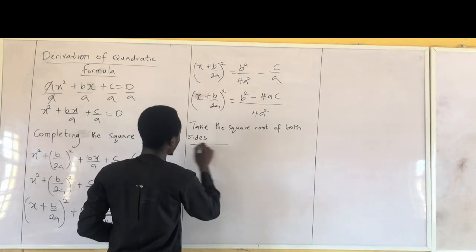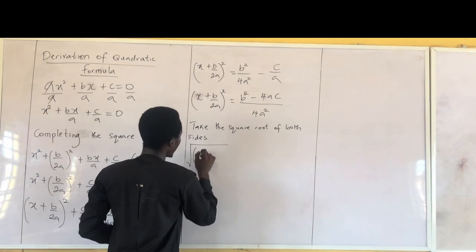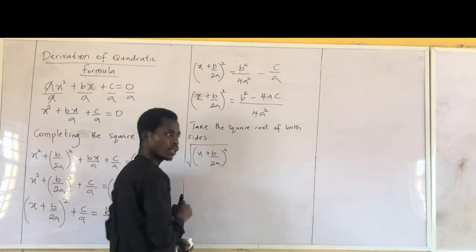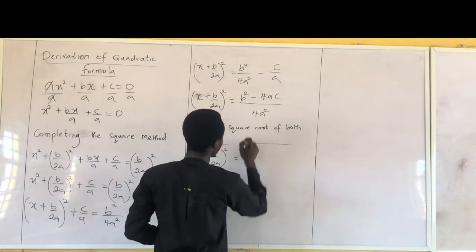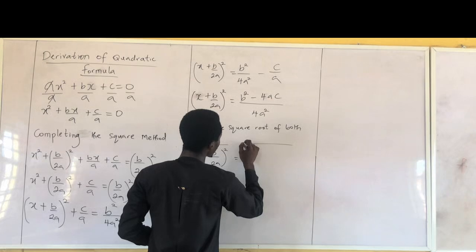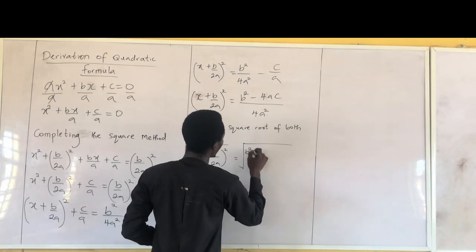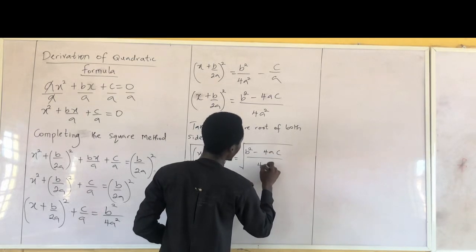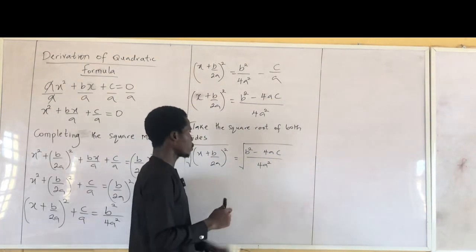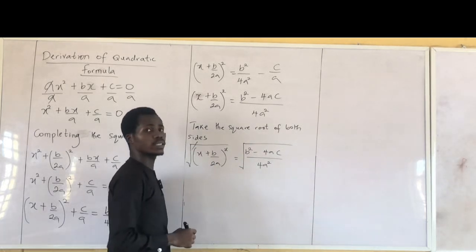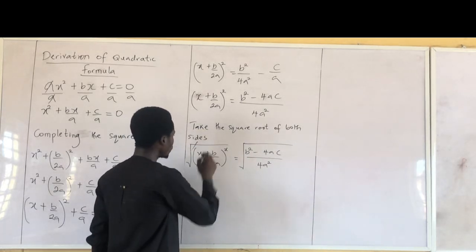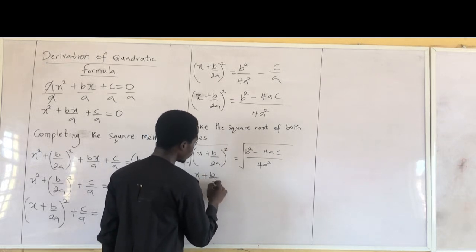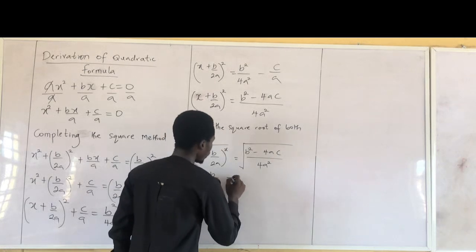The square root of this will give us the square root of x plus b over 2a squared, equals the square root of everything you can see here. That will be the square root of b squared minus 4ac over 4a squared. The next thing we are going to do here, we cancel the square roots here. So then we are going to have x plus b over 2a equals the square roots of this.